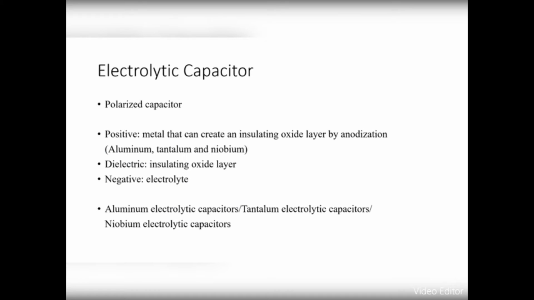Electrolytic capacitor is a polarized capacitor. The positive plate is made of metal that can create an insulating oxide layer by anodization, such as aluminium, tantalum, and niobium. The insulating oxide layer is the dielectric of electrolytic capacitor. The negative plate is made of solid, liquid, or gel electrolyte. Aluminum electrolytic capacitor, tantalum electrolytic capacitor, and niobium electrolytic capacitor are the three types of electrolytic capacitor.